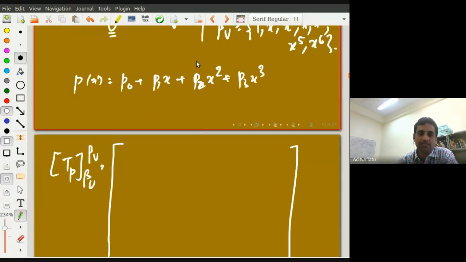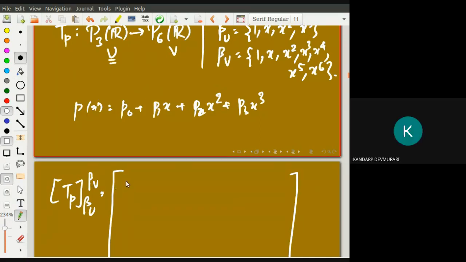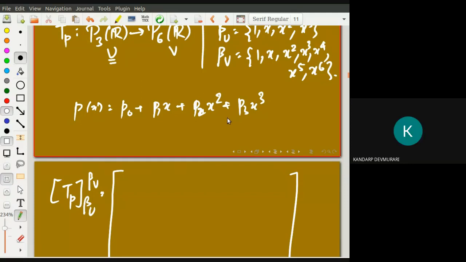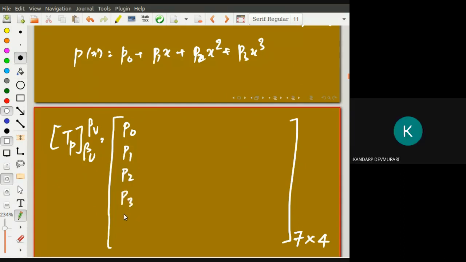So how do I represent this polynomial P in the basis beta V, which I hope you can see over here? I want to represent P in the basis beta V. P0, P1, P2, P3, and zeros. Okay.